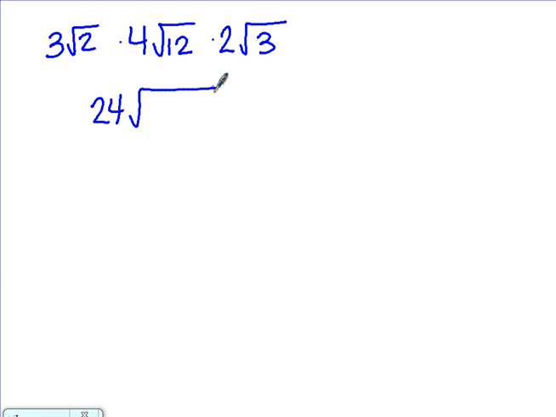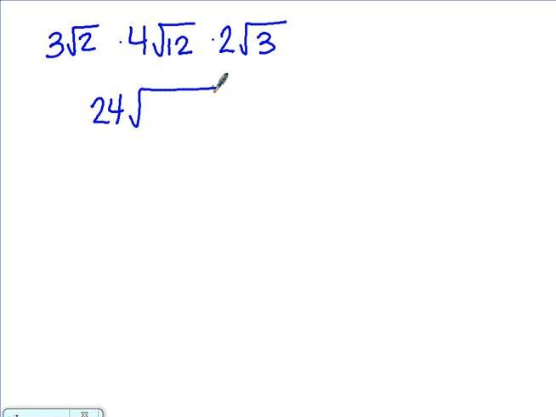And then we multiply what's inside the radical symbol. We have the square root of 2, square root of 12, square root of 3. Now, my recommendation to you would always be to try to multiply radicals in which you can come out with a perfect square.